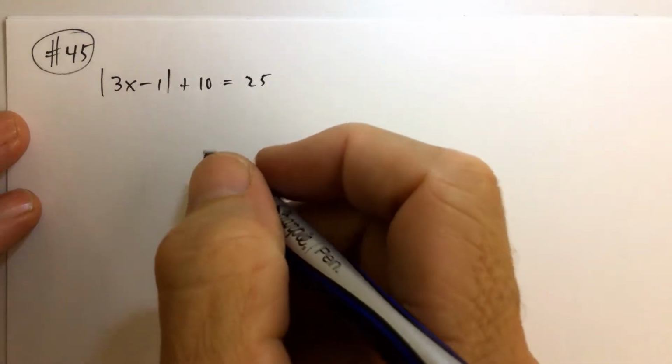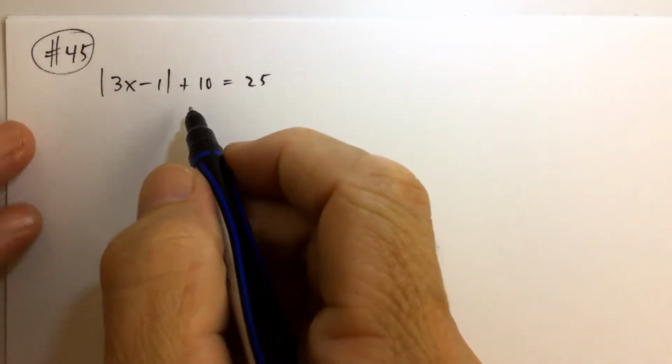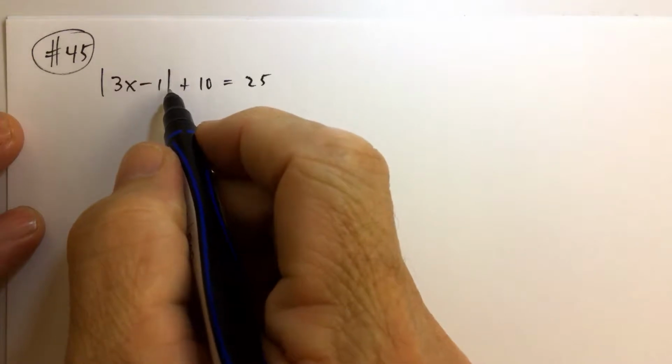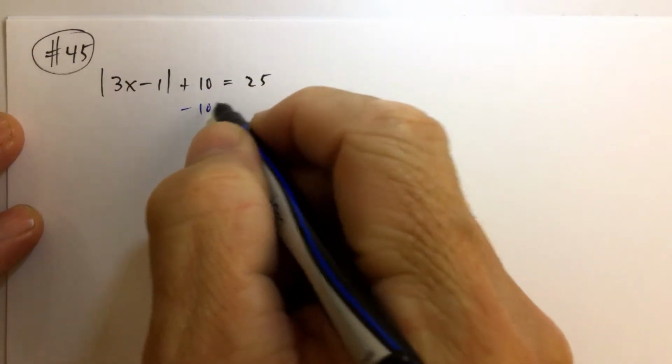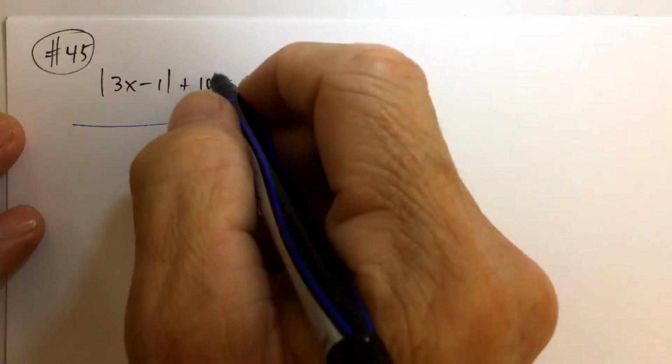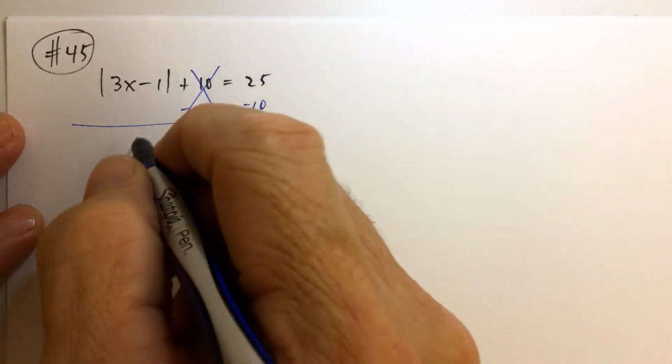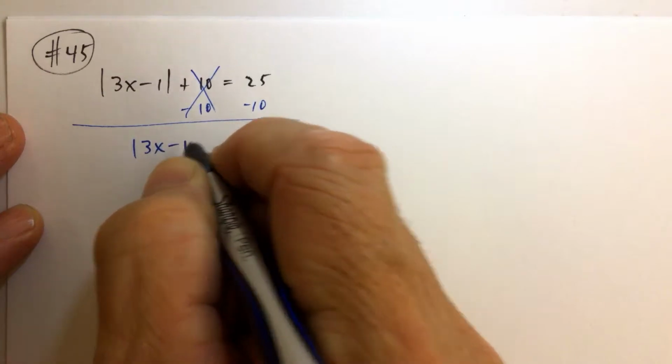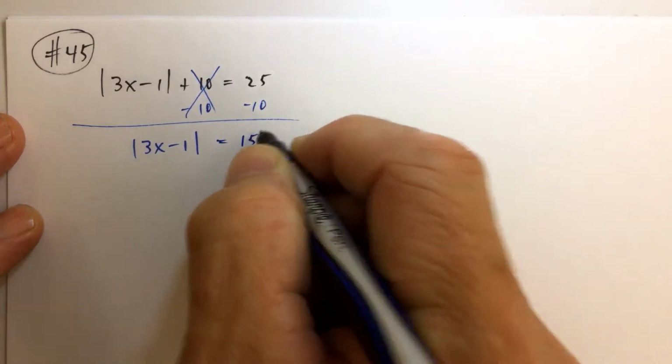For number 45, we should remember that we've got to get the absolute value bars by themselves. So we treat them like their own variable, just like we talked about in class. To do that, we subtract 10 from both sides. We get the absolute value of 3x minus 1 is equal to 15.